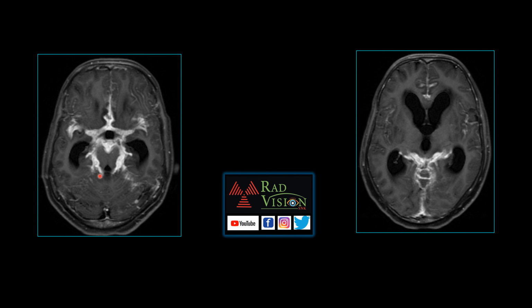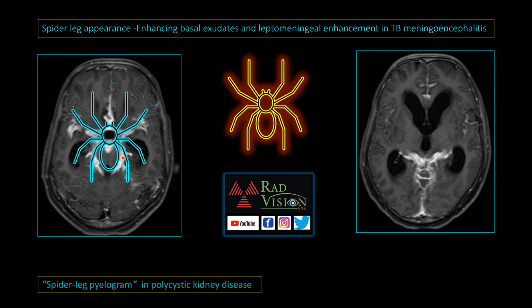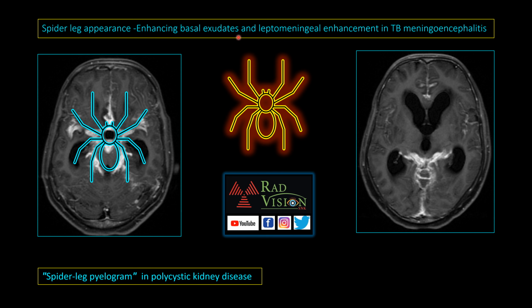Next case, you can see this is a case of TB meningoencephalitis. You can see there are enhancing basal exudates noted in the perimesencephalic cisterns and basal cisterns with leptomeningeal enhancement, and also there is associated hydrocephalus. This classically mimics the spider leg appearance. So remember spider leg appearance, or enhancing basal exudates, in TB meningoencephalitis, and also remember spider leg pyelogram in polycystic kidney disease.